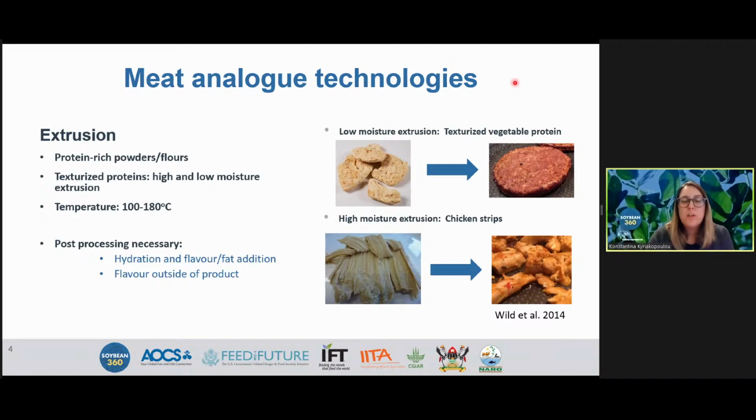And with high moisture extrusion, what comes out of an extruder is usually products that look more like chicken chunks or small pieces of chicken meat. These products, as already said, are produced under high extrusion temperatures, but they try to recreate this structure of meat, which is highly desirable.